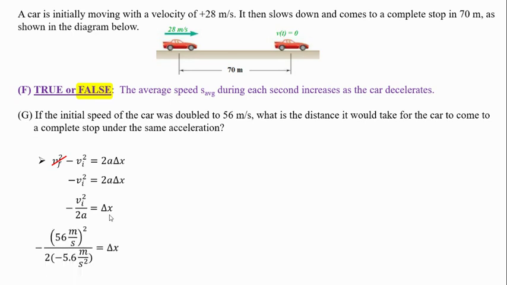Here, okay, I have initial velocity, which is now 56. I want to square that. I want to divide it by 2 times negative 5.6 because it's under the same acceleration. So whatever acceleration I found for this problem, I'm going to keep it throughout. So if you do that and you simplify your answer, it'll come out to be 280.